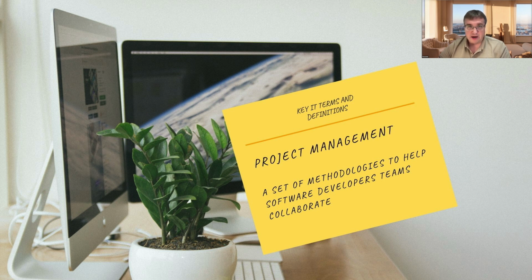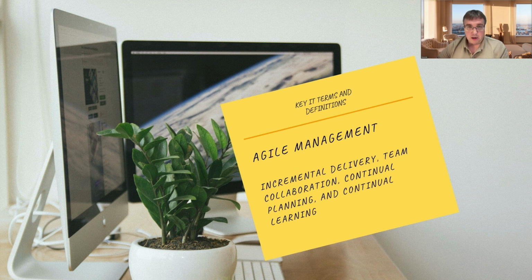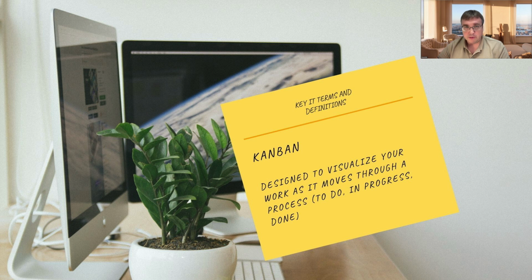Now let's have a look at our next topic, project management, which is a set of methodologies to help software developer teams collaborate. And here we can again have such a notion as agile management, which is incremental delivery, team collaboration, continual planning, and continual learning. Another very popular project management method is Kanban, which is designed to visualize your work as it moves through the process. For example, we can have Kanban boards where all our processes are broken down into three sections: to do, in progress, and done.